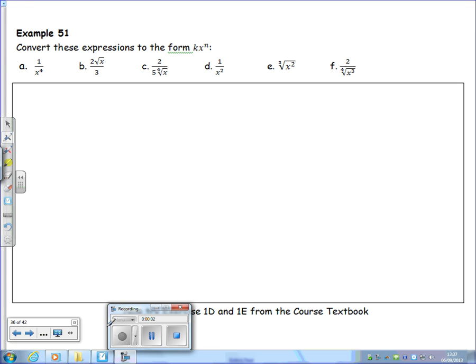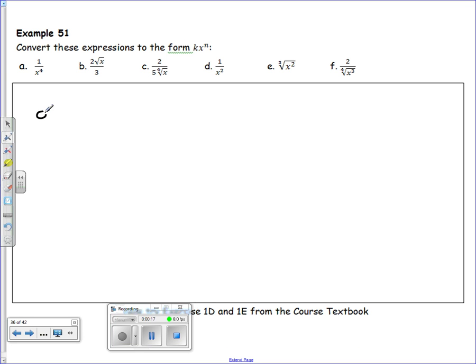C1 Algebra GCSE Review Example 51. So what we need to do in these examples is convert the expressions into the form kx to the power n. So we don't want to see any roots in our final answers. So 1 over x to the power 4.